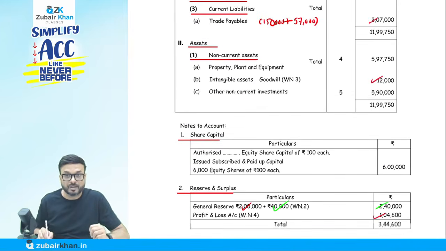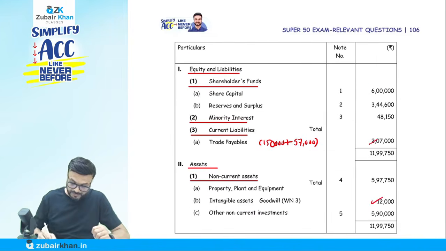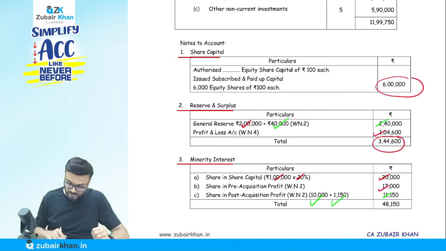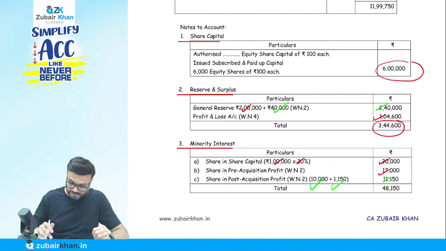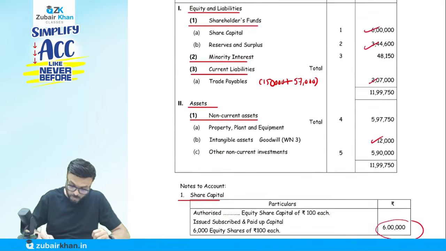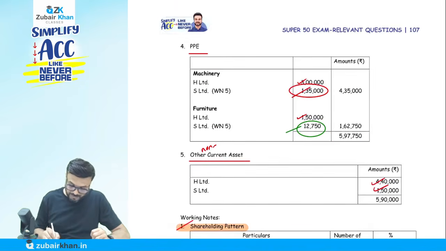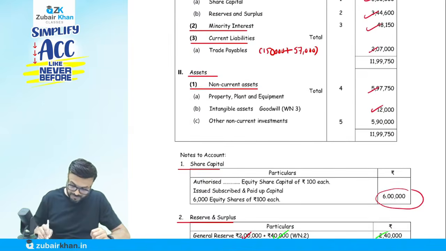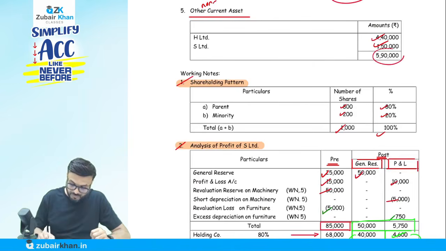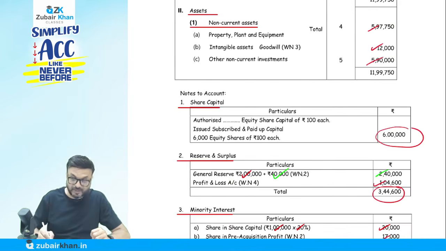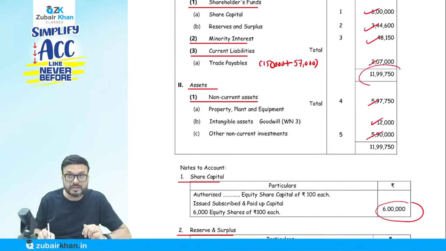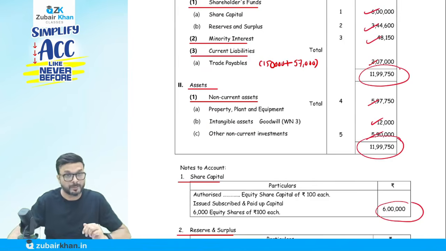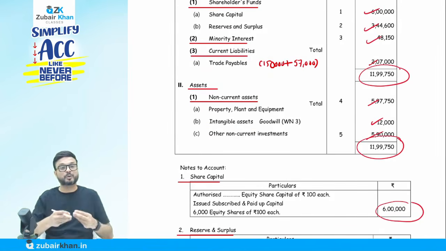Now note number 1 by 1. First 6 lakh, second 6 lakh, 3,44,600, 48,150. Then we have the PP total, 597,750. It is coming 5,90,000 here. Done. Okay, this is the total of what? The balance sheet. So this is how the question comes in the examination.